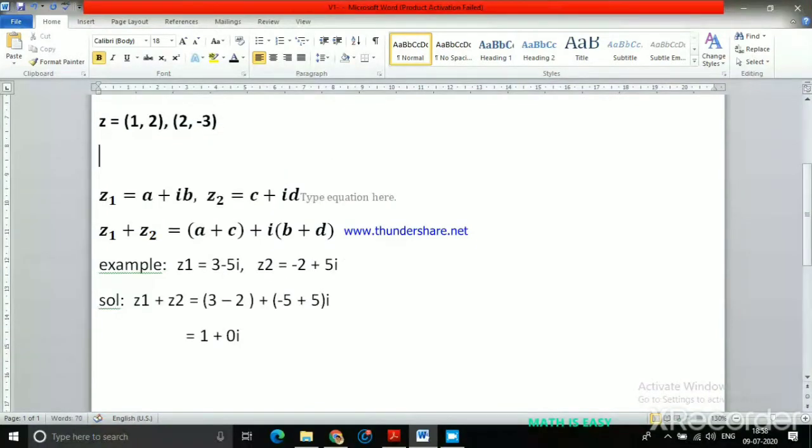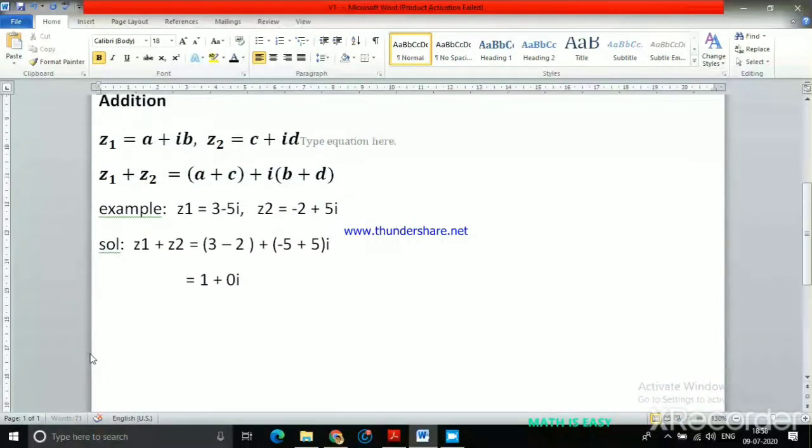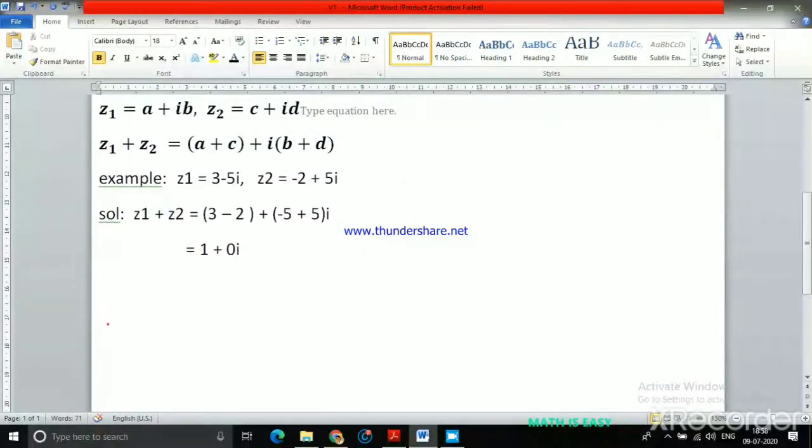If you want, this is the addition that will come. The next case will come as subtraction. So subtraction is also the same as addition. Subtraction of two complex numbers.